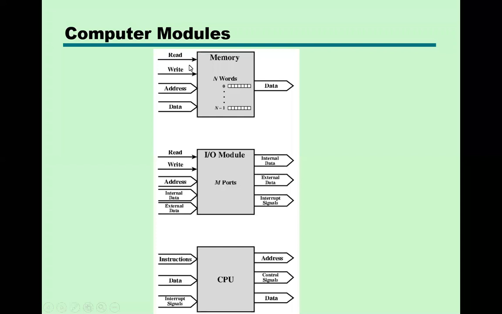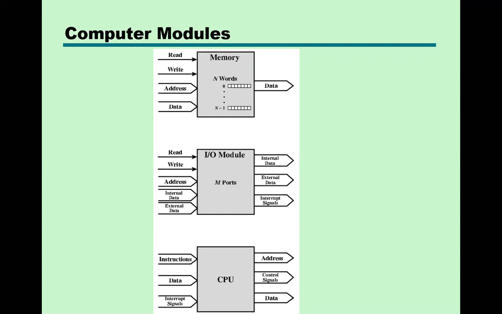And suppose you want to write the data. So a write control signal is generated, and for the respective location, the data will be written. So accordingly, here you will find these different connections available for the memory. Similarly, for the input output, you will find read and write. Either you are taking the input or writing to an output device. The address is required. Again, for the input output, there is internal data and external data.